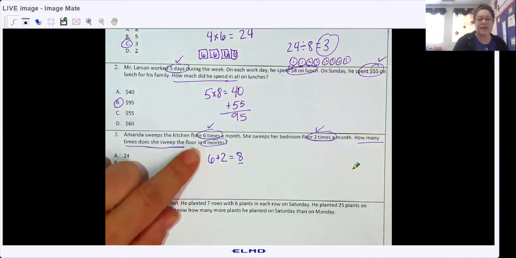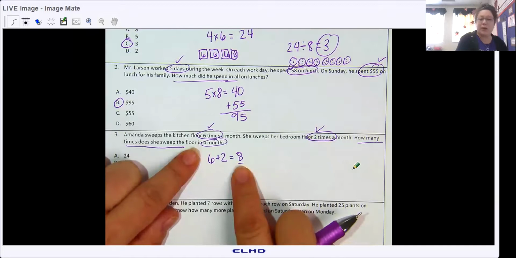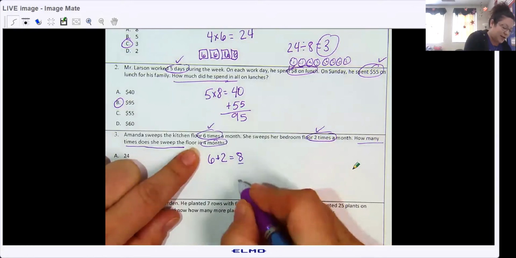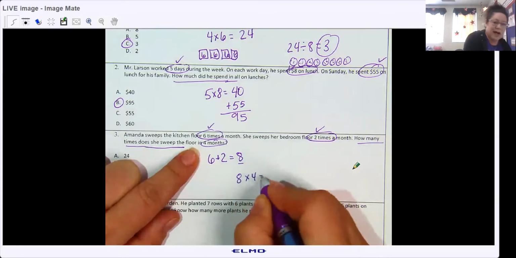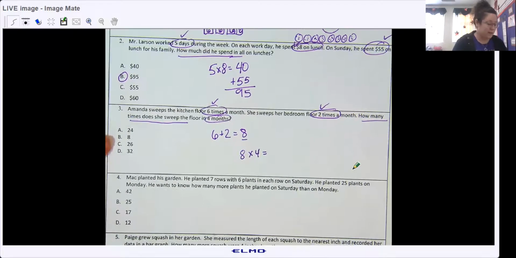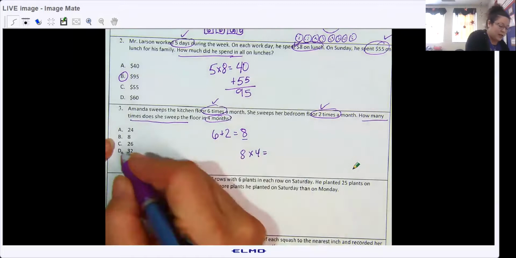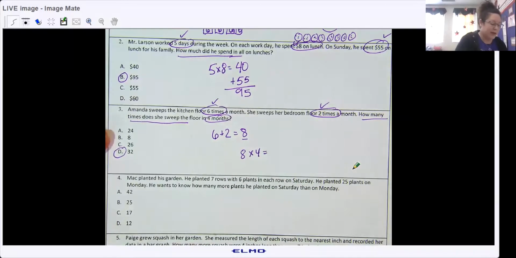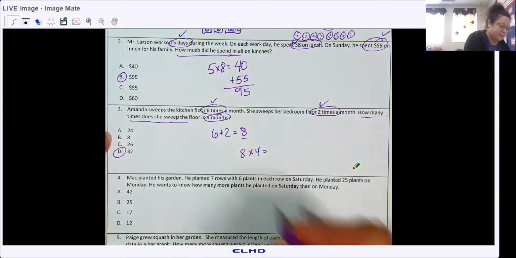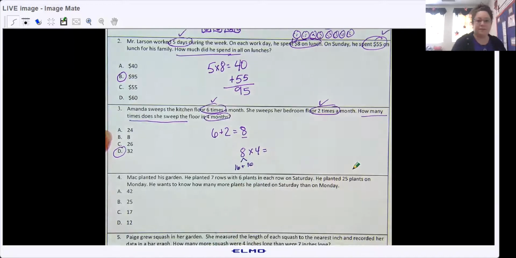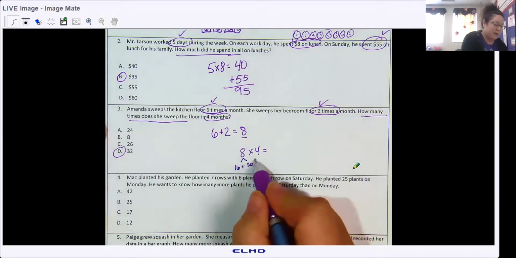But the question is asking for 4 months. If this is 1 month, what would we do to find 4 months? Correct, we would multiply. Now, 8 times 4 is 32, so it would be D. Remember our times 4 trick. It's a double double. Okay, remember your tricks.